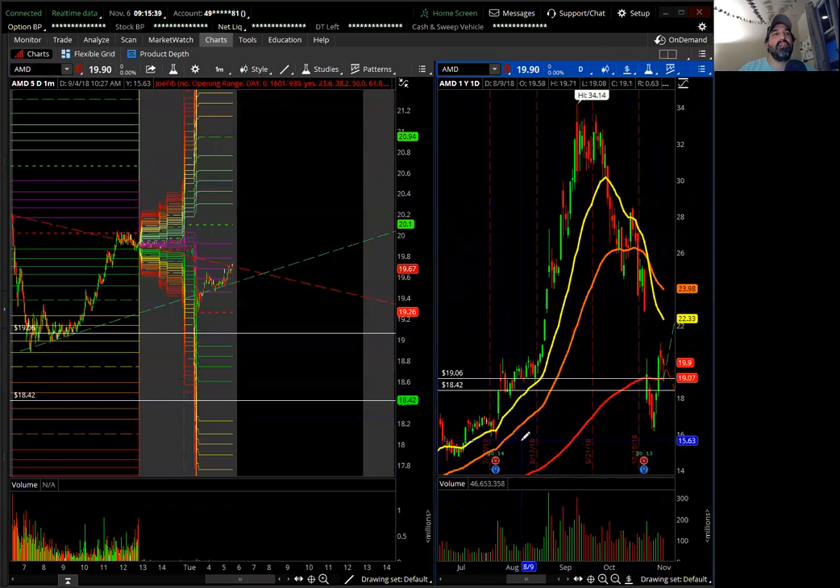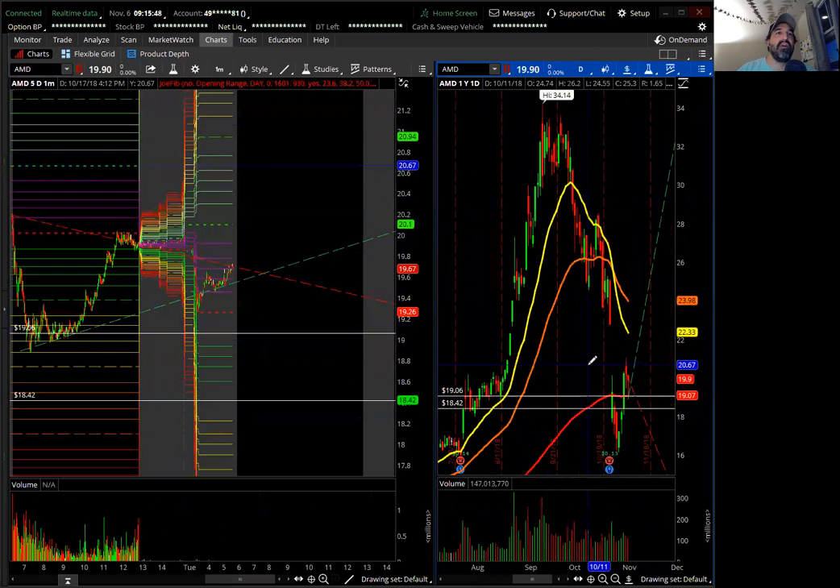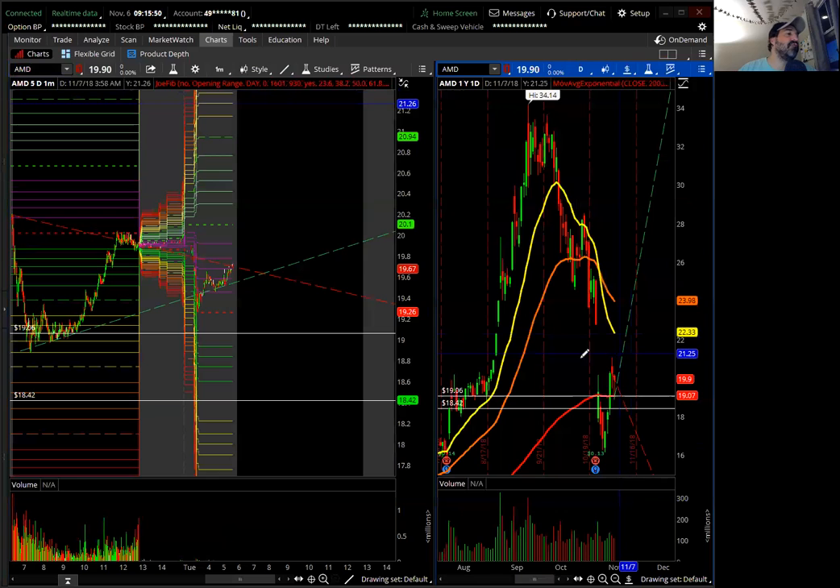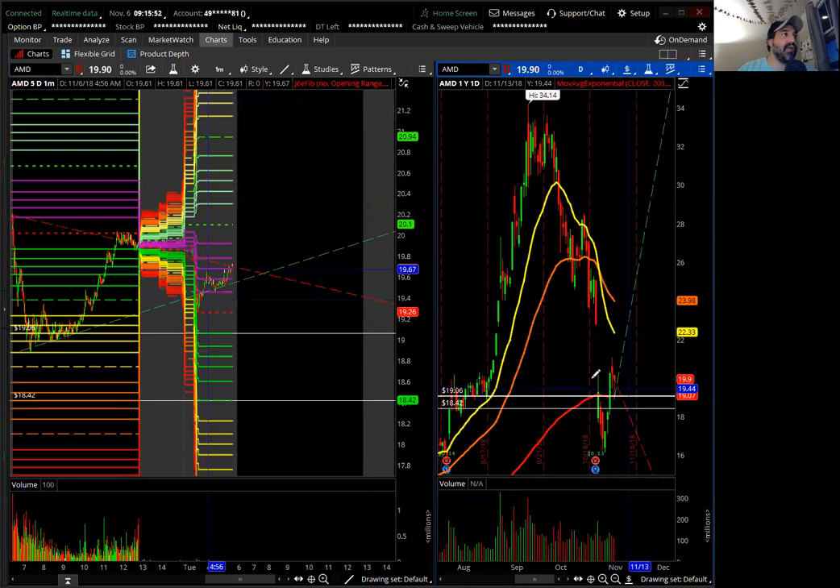I don't think it's completely done bottoming out. It had a nice little bounce, and then I think it's got a little more consolidating left to do before it decides to take off and break back up above these moving averages. It's just not ready yet.